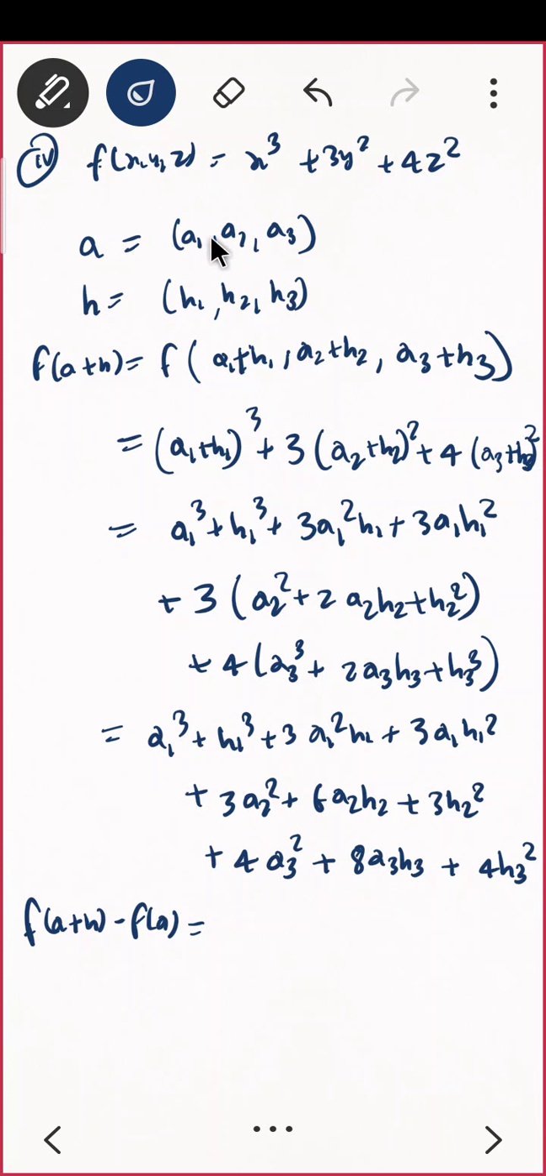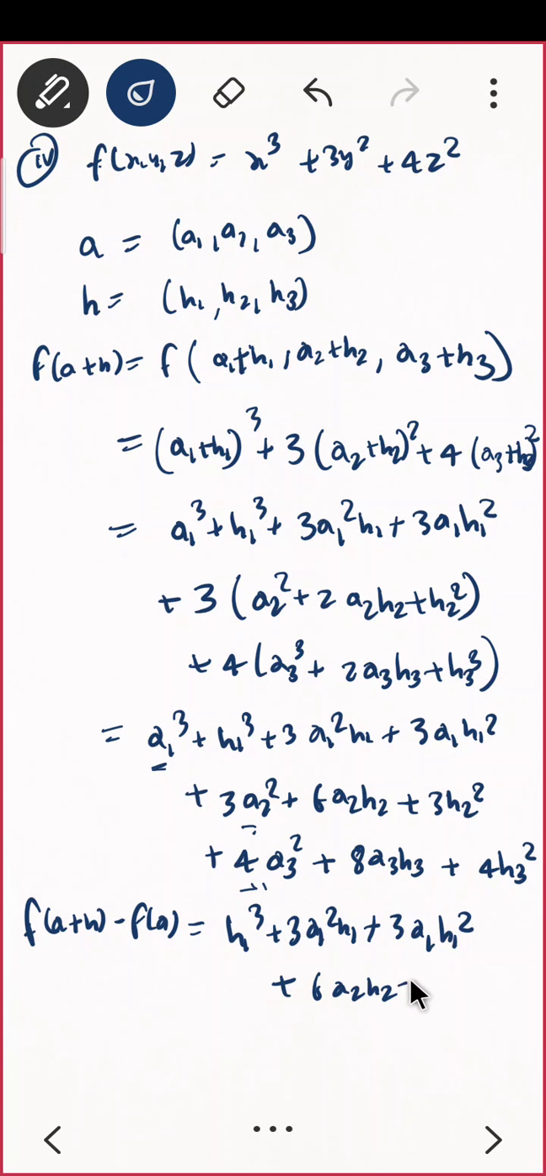What will f of a be? It will be just e1 cube plus 3 e2 plus 4 e3 square. That means these three will get subtracted, do you see? You will be having only this thing, that is h1 cube plus 3 e1 square h1 plus 3 e1 h1 square and here plus 6 e2 h2 plus 3 h2 square. And what is the next thing? Plus 8 e3 h3 plus 4 h3 square.